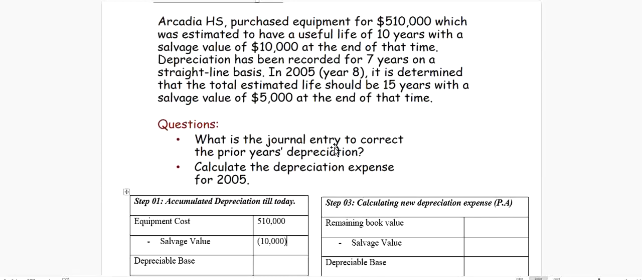We will just bring in the changes and start calculating the depreciation based on our new estimations for this current year and the coming years. So for part number 1, what journal entry we are going to do to correct the prior year depreciations, there is no journal entry for that. Then our second part is to calculate the depreciation expense for 2005. So let's go and calculate the depreciation expense.